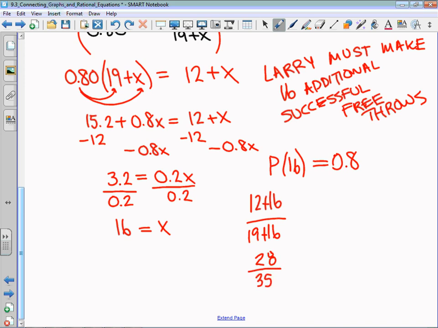You get 0.80. Now, I like these questions a little bit more as inequalities. Maybe it says, Larry wants to be at least 80% successful. Well, then he needs to make at least 16 more successful free throws. If he makes an additional 20, he's going to be above 80%, and he's probably going to be just as happy about that. Okay, that's 9.3, which is solving rationals.